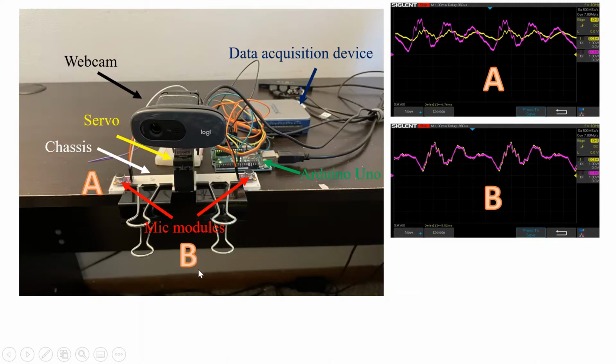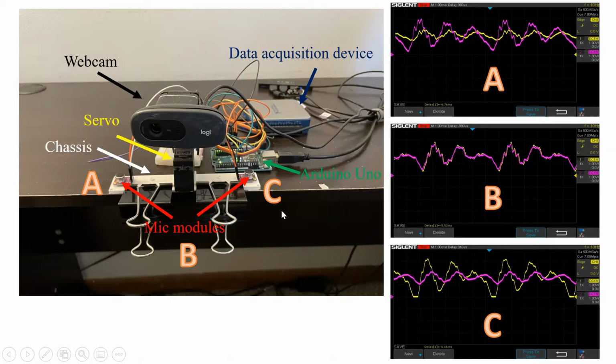If the sound source is at B, we see there is no time difference. These two waves are almost coincident to each other. If the sound source is at C, the yellow sound wave is ahead of the purple one.